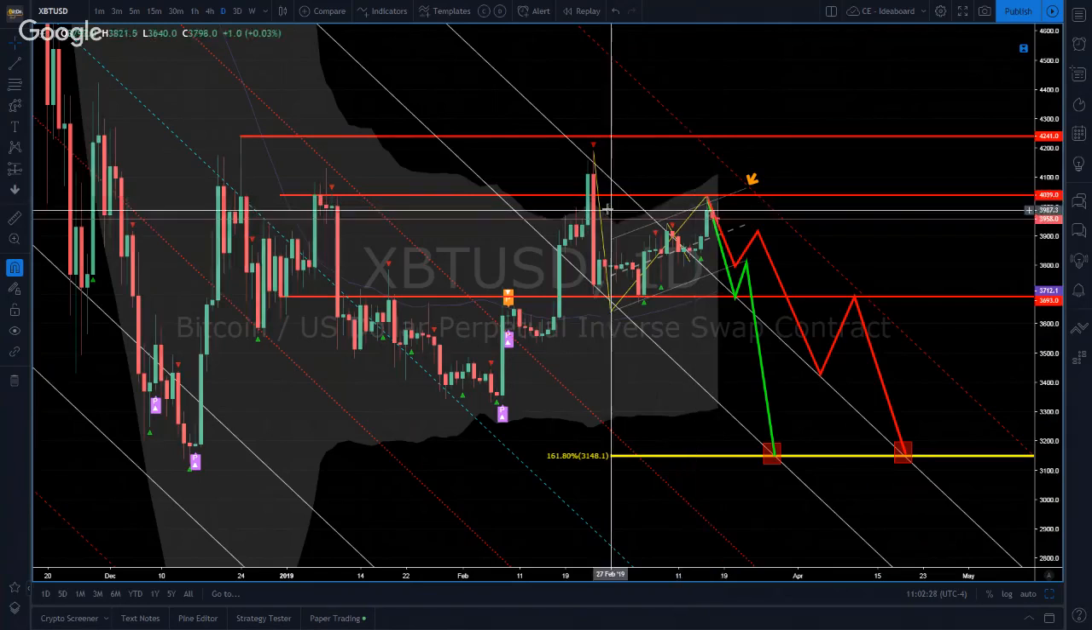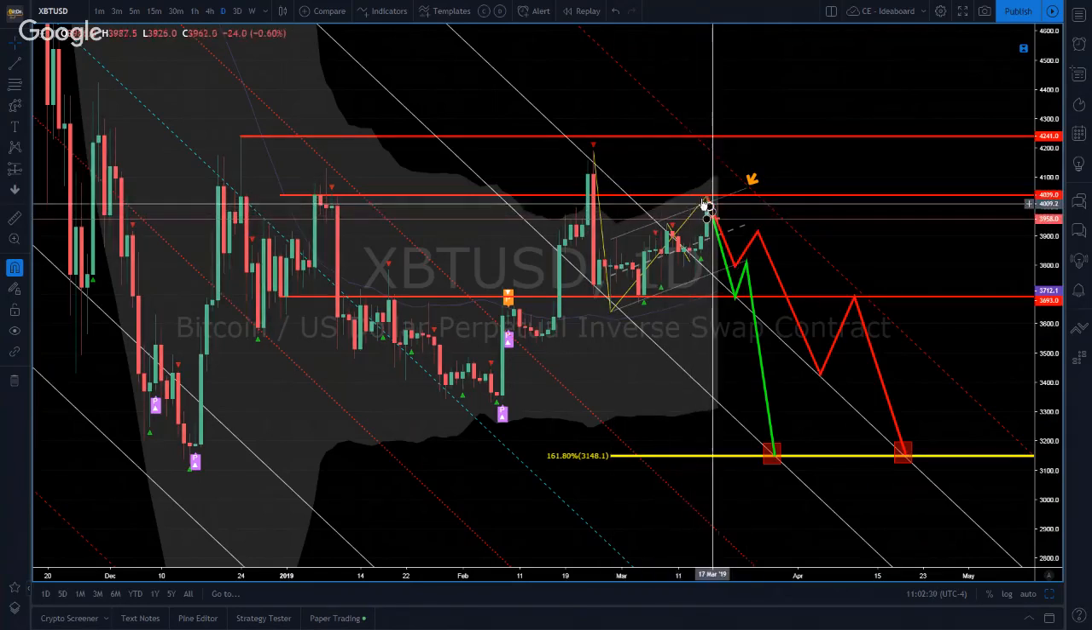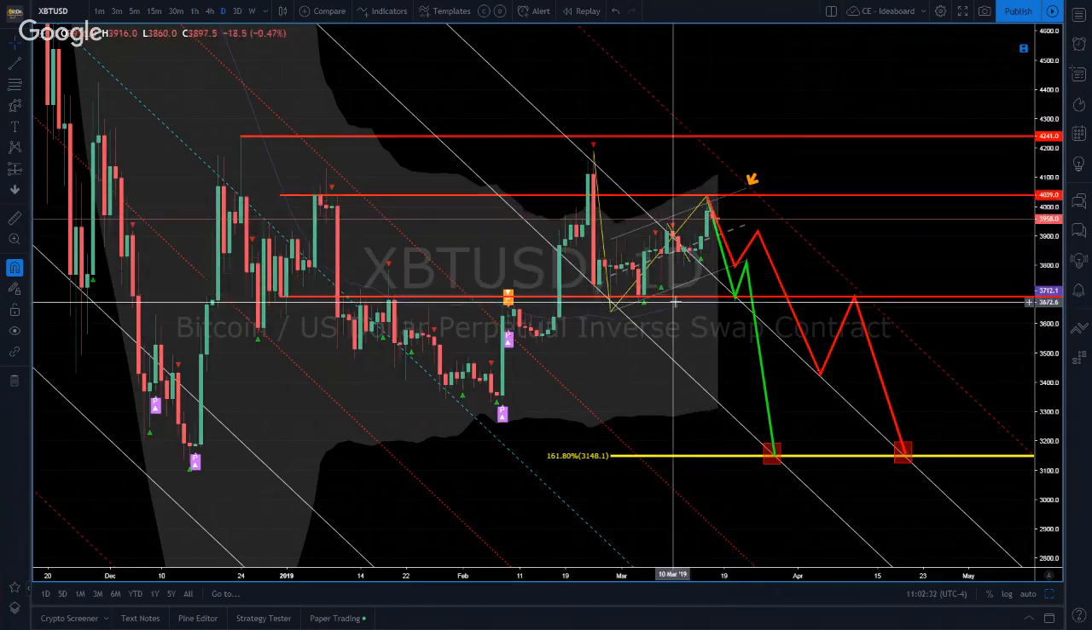Maybe you can try and set some high sell orders up here, maybe some low buy orders down here. But this is just proof that you shouldn't be rushing to get into a trade right now because of the fact that the market is moving so slow.